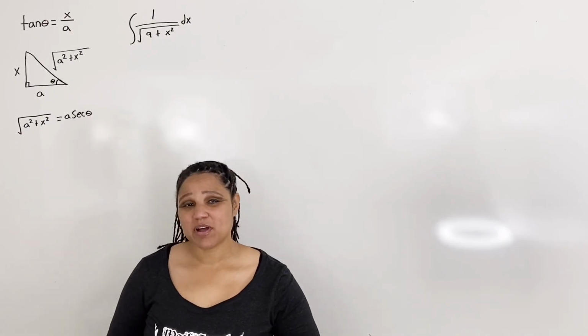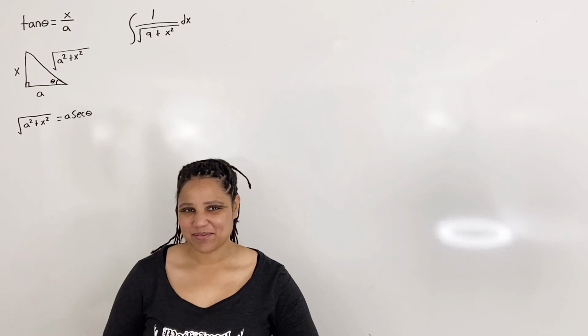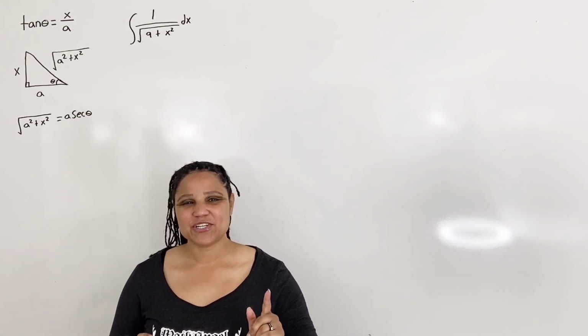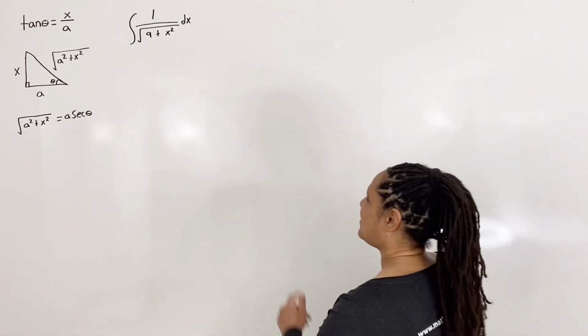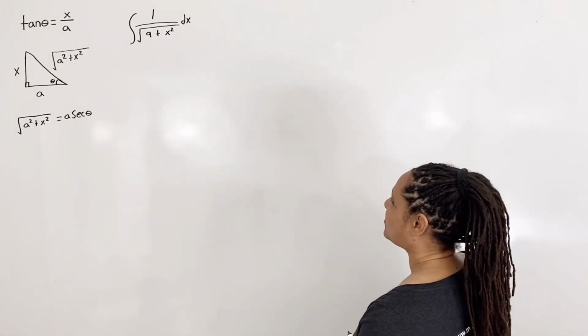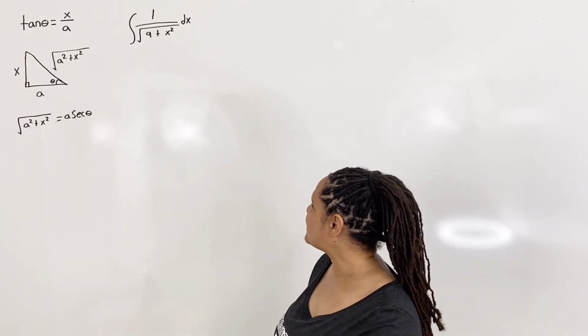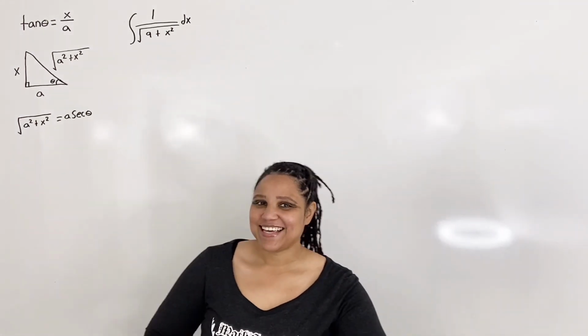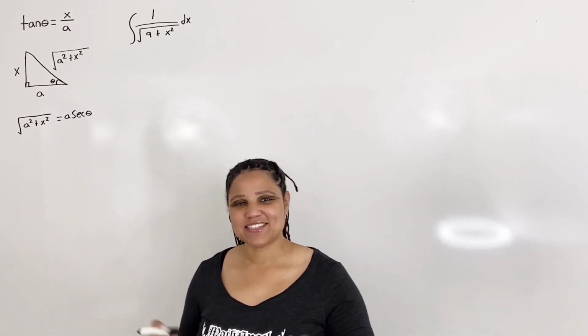After I work this problem, I will show you a shortcut for how to work the problem, so be sure to stick around until the very end. Here we have the integral of 1 over the square root of 9 plus x squared dx. And we're going to evaluate this integral using trig substitution.